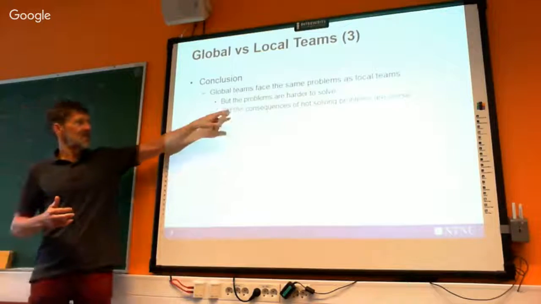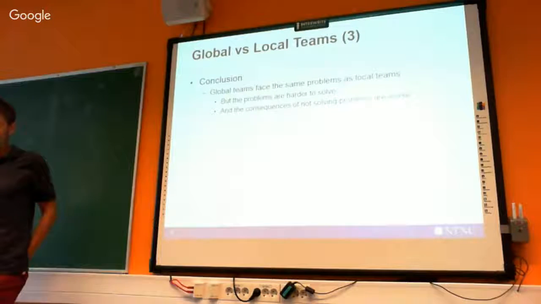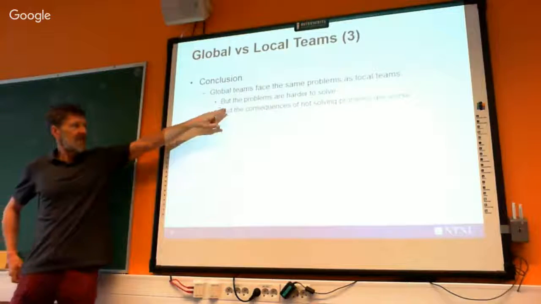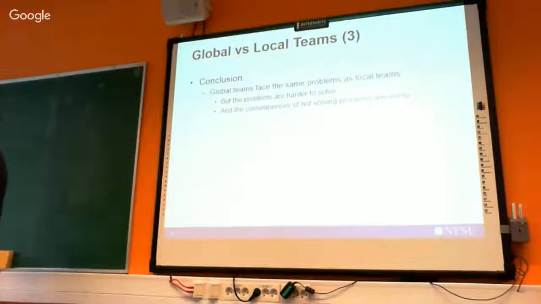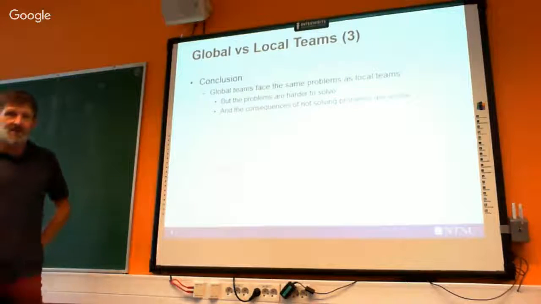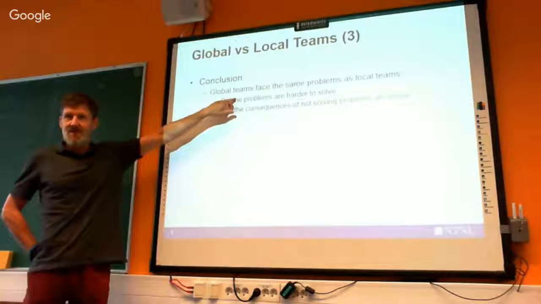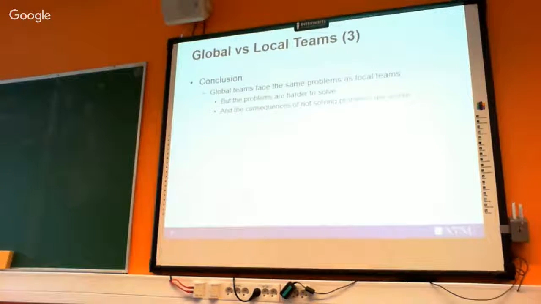And number two, if you don't solve them, the consequences can be much worse than if you are local, because it's easy to work around, and the consequences may not be as bad in the local team compared to a global team. So the problems you're going to see from the research that we come up with are known as project management problems, general problems. But it's much more challenging to deal with them in a distributed team, and the consequences can be much worse, much harder for the project and for the team.